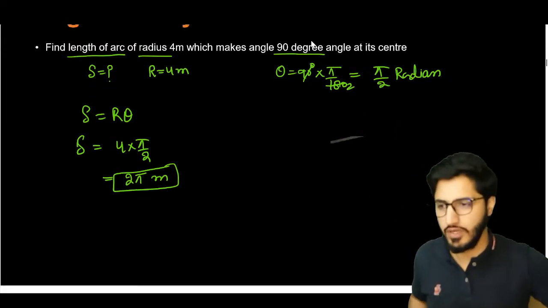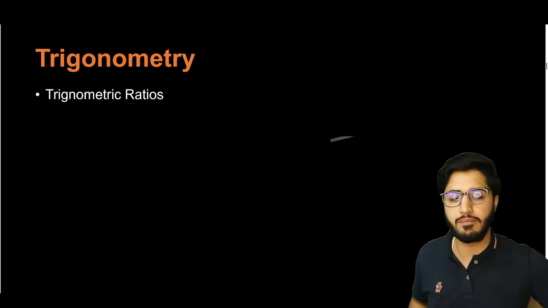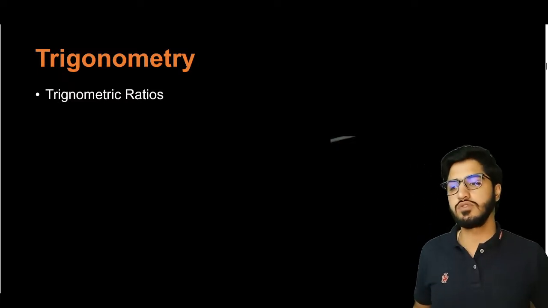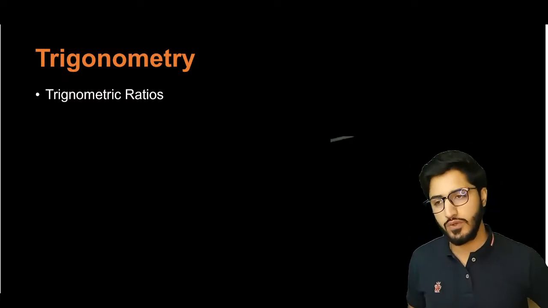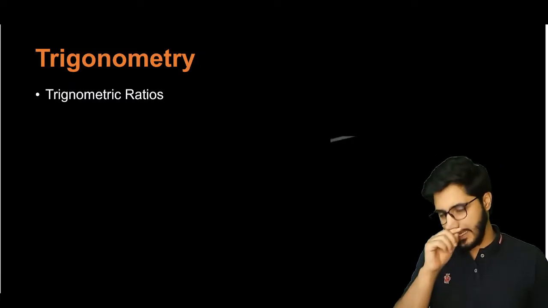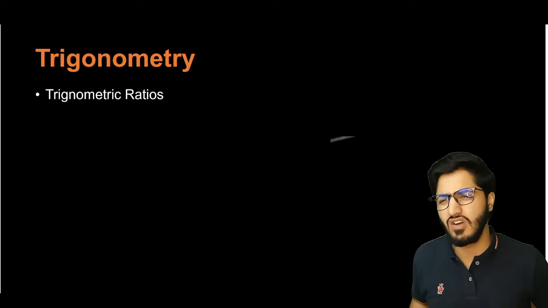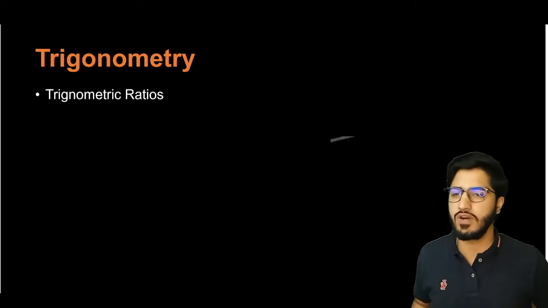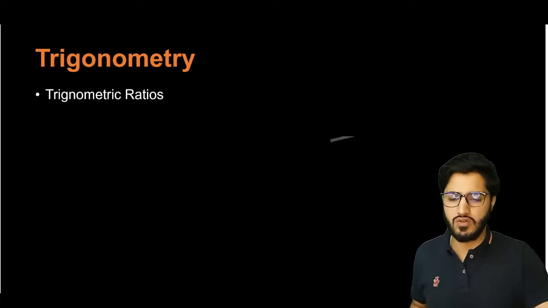Okay, let's move ahead. Now we are having some trigonometric ratios. What are these ratios? These ratios will help you to get the values of angle or sides if one side and one angle is given, right? How you can do it now?